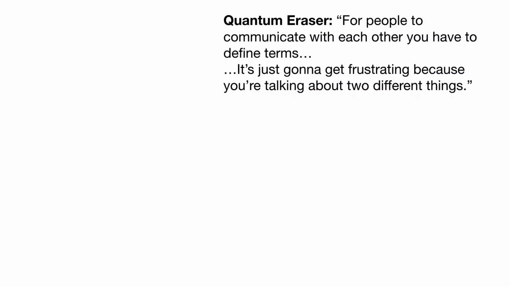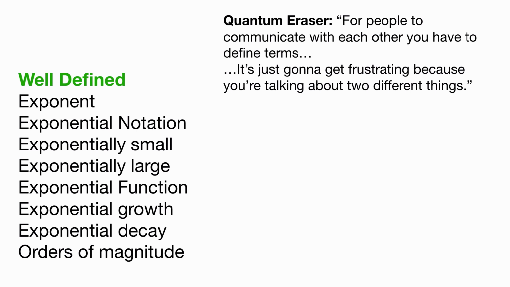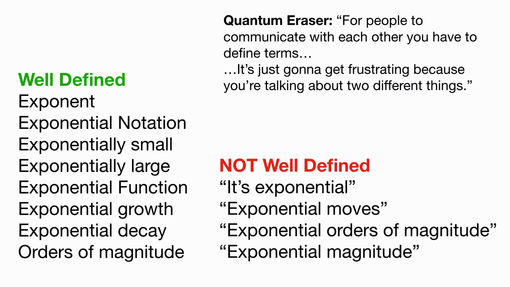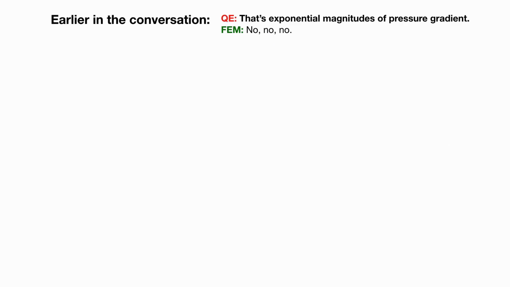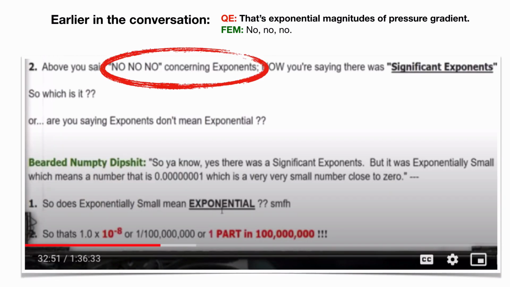So again, Quantum Eraser said for people to communicate, you have to define terms or things might get frustrating. So these are well-defined terms, and these are not well-defined. Unfortunately, Quantum Eraser relies on this vocabulary. So earlier in my conversation, Quantum Eraser said, that's exponential magnitudes of pressure gradient. And I said, no, because it didn't have an exponent. I mean, it clearly did have an exponent. It's just that there wasn't an exponential magnitude of pressure gradient.